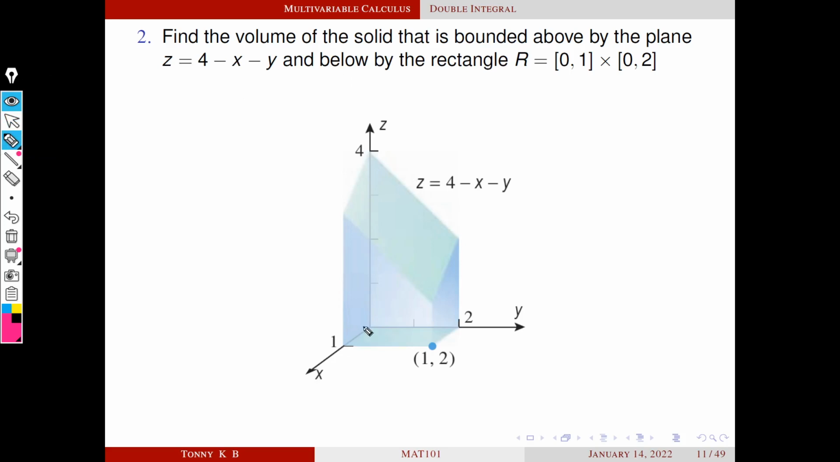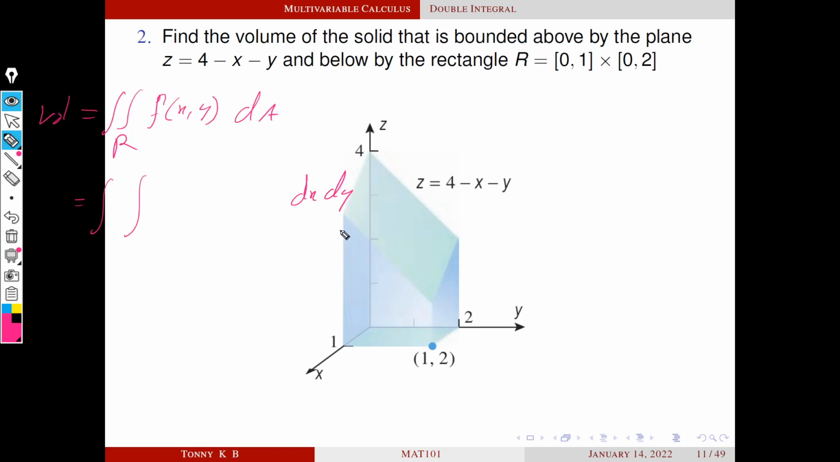So x-axis, y-axis, z-axis. x is varying from 0 to 1 and y is varying from 0 to 2, and z equal to 4 minus x minus y is a plane like this, a slanted plane. We have to find the volume of this solid. So it is clear that the region is rectangular, so you can use our double integration.